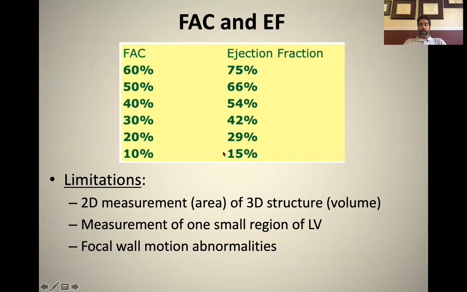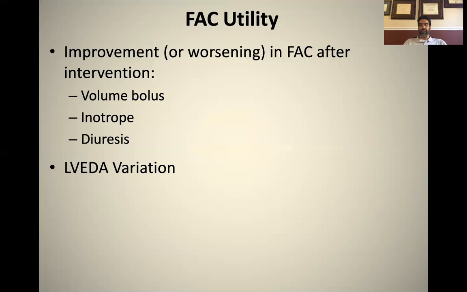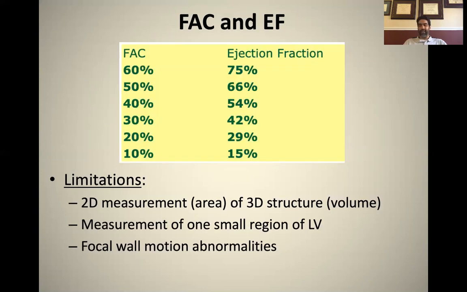Okay, remember, of course, the limitations. This is a two-dimensional measurement of a three-dimensional structure, so there's a lot of potential error there. And you're looking at a small region of the LV, so if you have focal wall motion abnormalities, that may not be taken into account by this measurement. Okay, but the reason why we're doing this is to look at change anyway in response to some sort of intervention. So while these are still important limitations, they're not as important as if you were using it to say the EF is 42%.